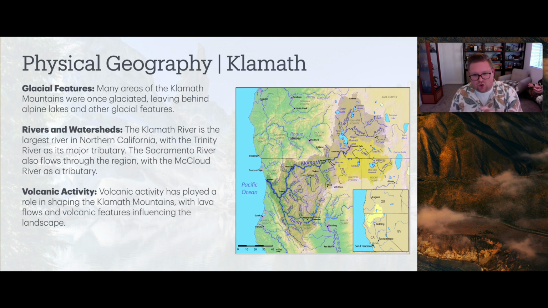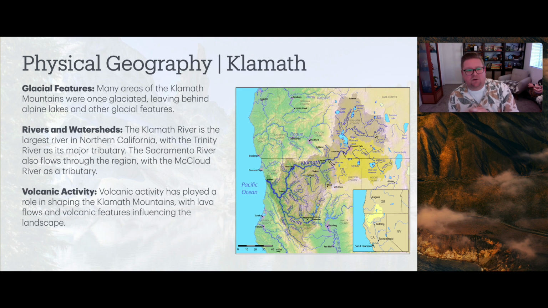Here's a zoom-in photo of the Klamath River, looking at what we consider the Trinity piece. So, some glacial features. Obviously, looking at its latitude, closer to the border, many of these areas within the Klamath Mountains were once glaciated, leaving behind alpine lakes and other glacial features that are prominent within the landscape. After the ice melts, we're left with, of course, rivers and watersheds.